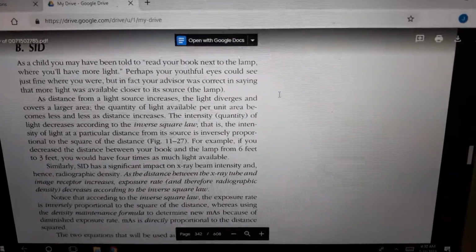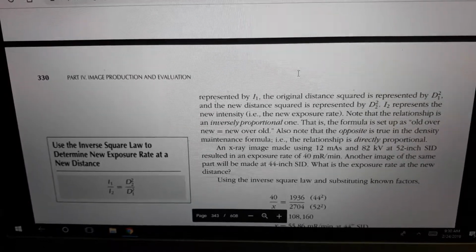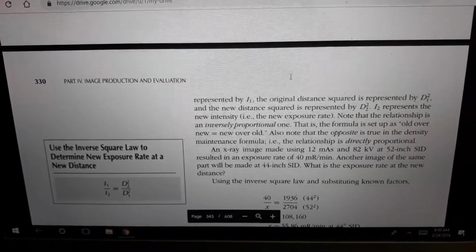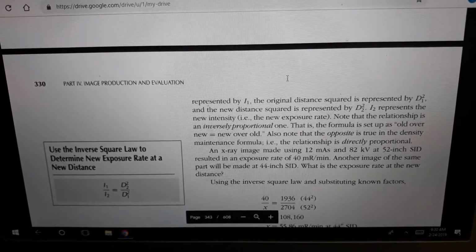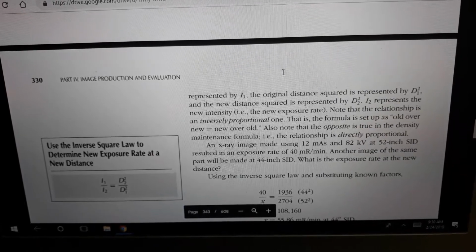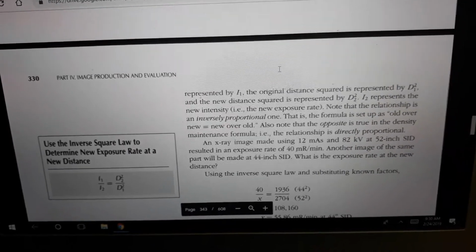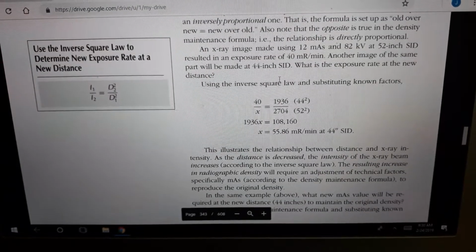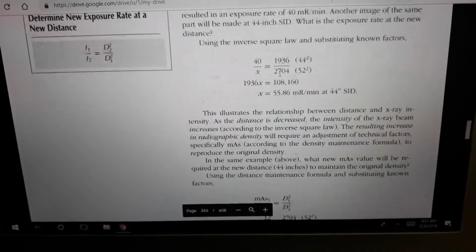Next topic is SID. The law is: use the inverse square law to determine the new exposure rate at the new distance. I1 upon I2 equals D2 squared upon D1 squared.